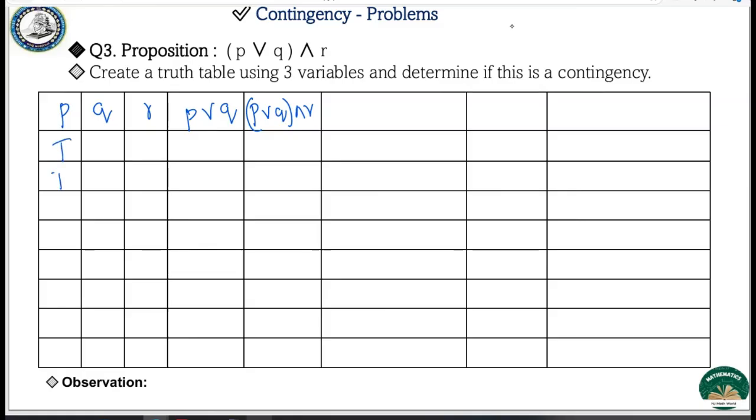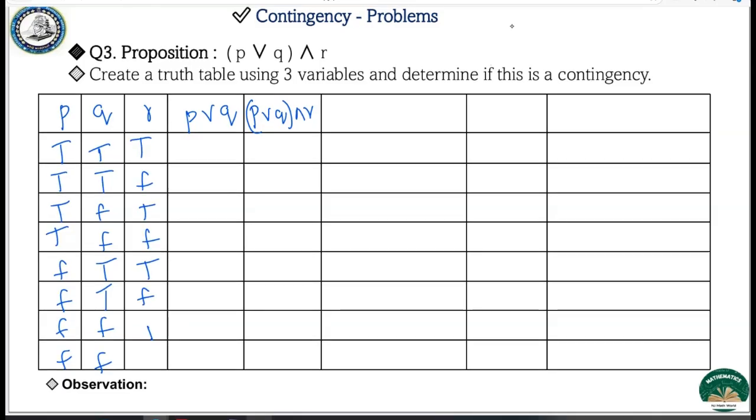For P it is T four times, F four times. Then for Q, T two times, F two times. Then for R, T one time, F one time. Now it is P and Q. So we check P and Q: F and F is F, and here F and F is F. Otherwise all are T.